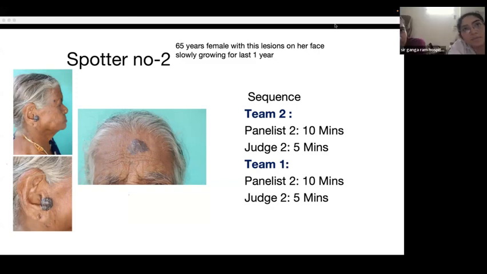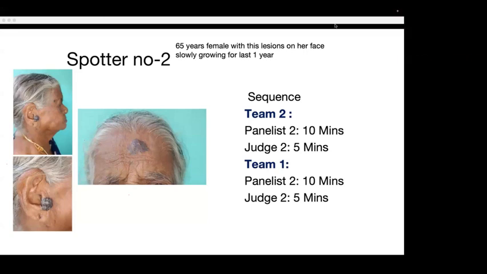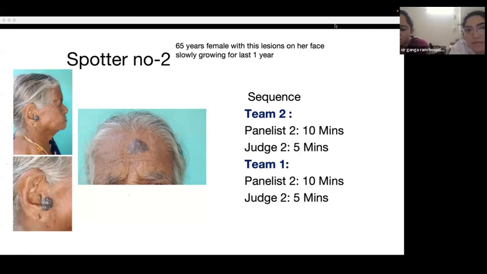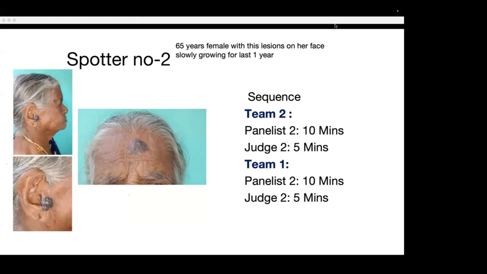Sir, we do bread loafing of the lesion, and we observe it after orienting it and mapping it. We observe it under the microscope for the involved layer by layer.